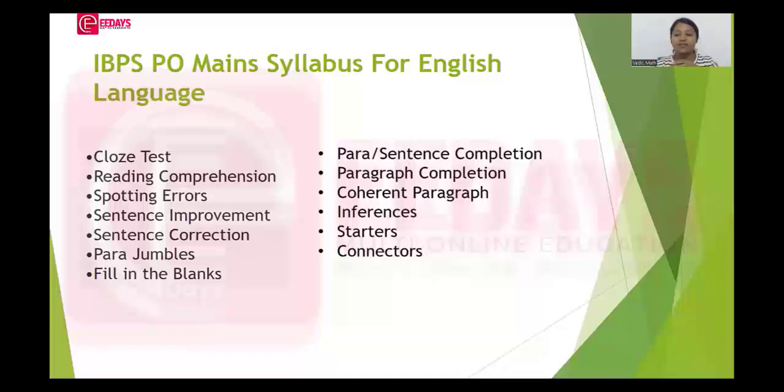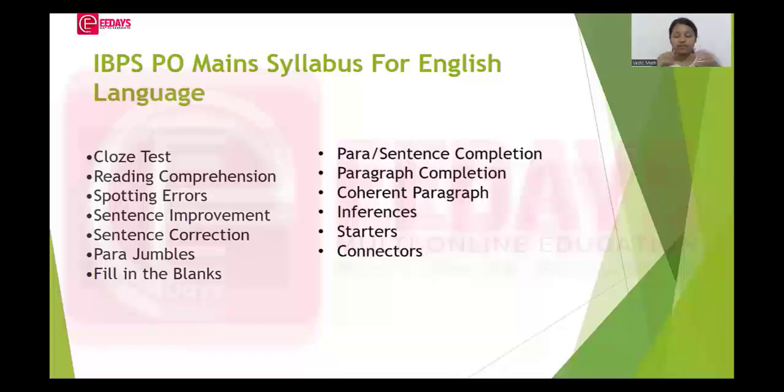So coming to para jumbles, they will consist of a maximum of six statements. Okay, six statements in it, and sometimes all these statements would be jumbled, and you have to rearrange them. Sometimes the first statement and last statement would be in their place. Only the middle statements would be jumbled, and you are going to arrange only the middle statements so that it gives a proper meaning. So that's all about para jumbles.